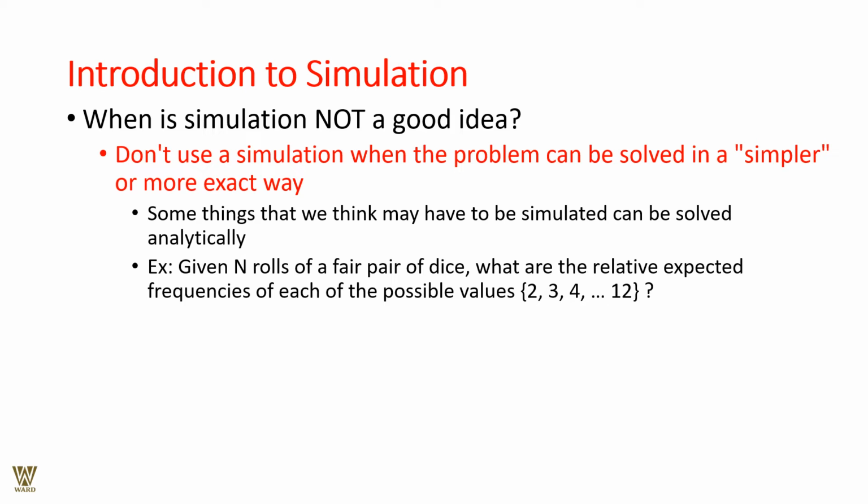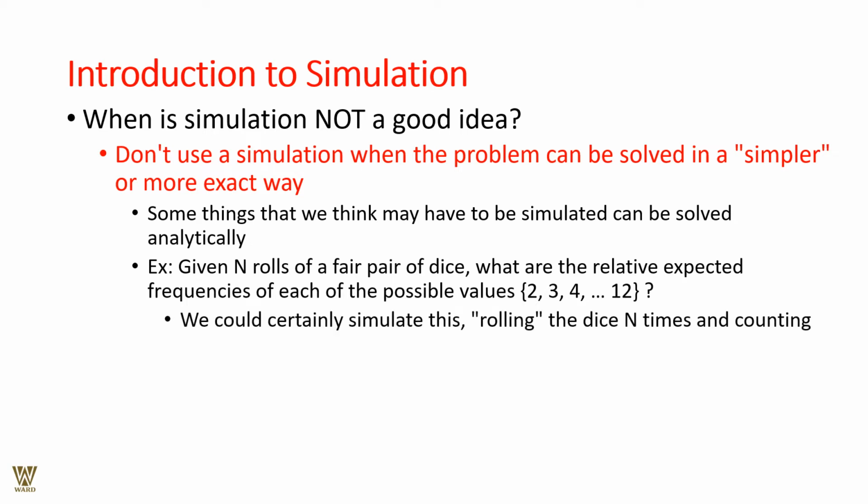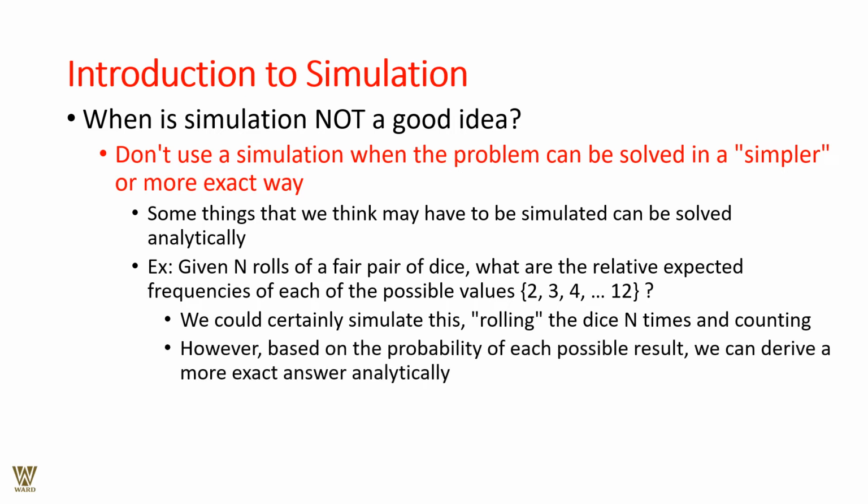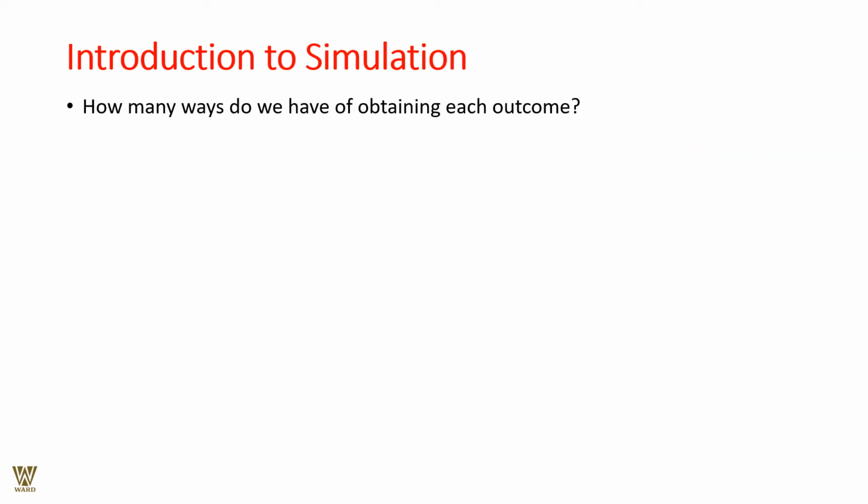So what kind of result can we have? If we take the summation of the results of their outcomes, it would be 2, 3, 4, up to 12, and so on and so forth. Definitely yes, we could certainly simulate this, rolling the dice n number of times and counting what happens. However, based on the probability of each possible result, we can have more exact answers analytically per se.